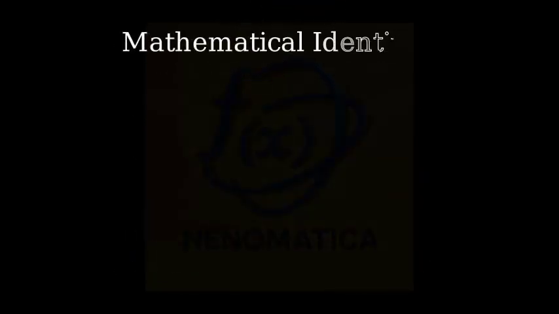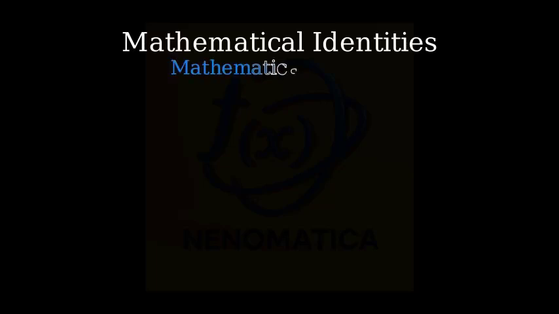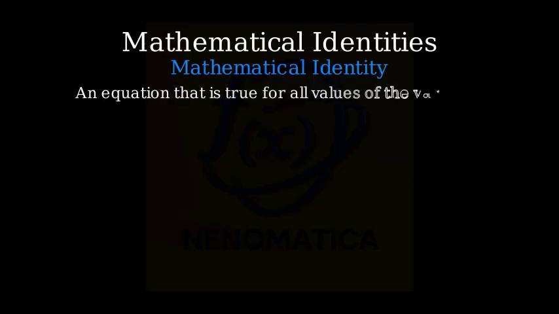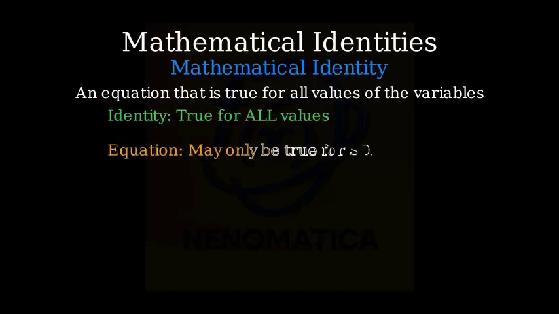Welcome to our lesson on mathematical identities. Today we'll learn what makes an equation an identity and analyze several examples to understand this important concept in mathematics. First, let's understand what a mathematical identity is. An identity is an equation that is true for all values of the variables for which both sides of the equation are defined. This is different from a regular equation that might only be true for specific values of the variables. Let's look at our first example from the exercise.